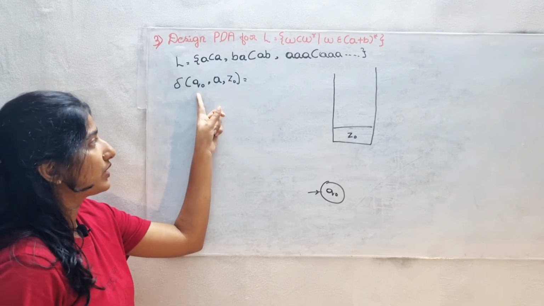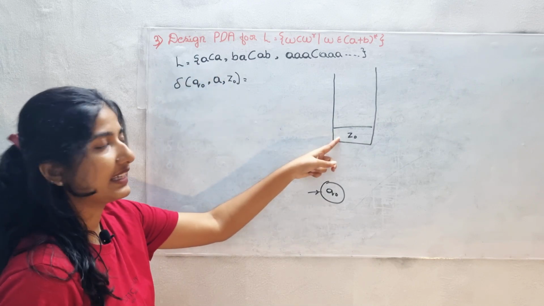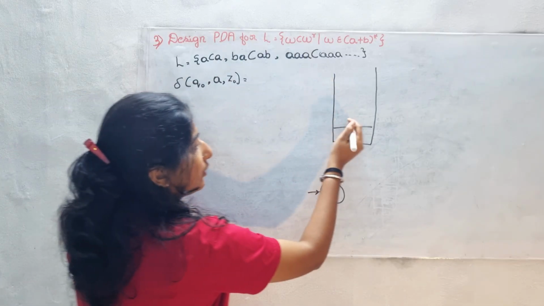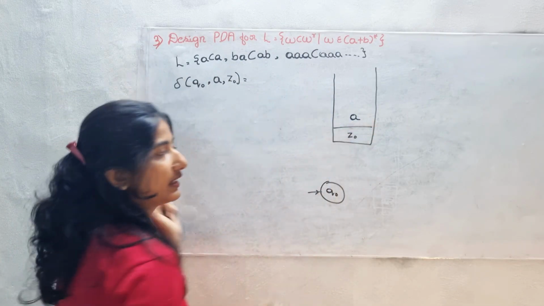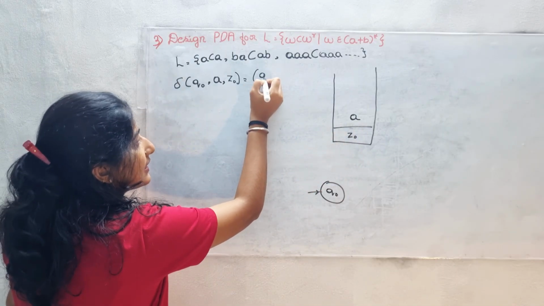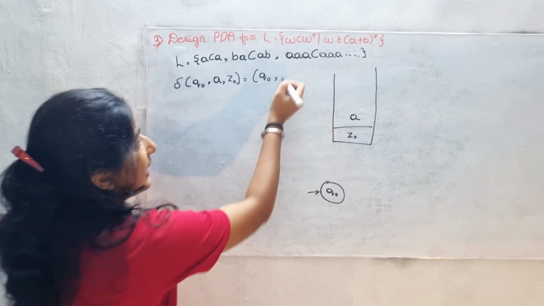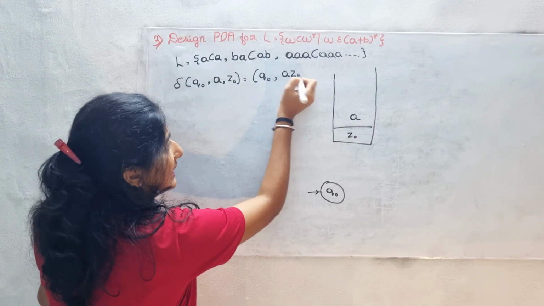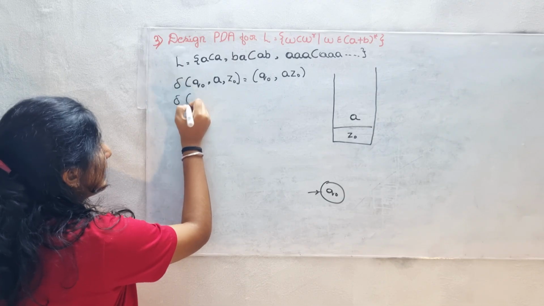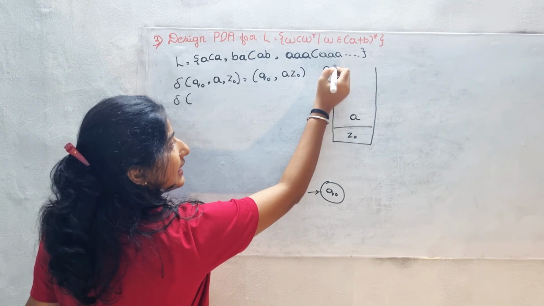I am in state Q0 and I got the input symbol A, and the top of the stack is Z0. So what I have to do is push this A into the stack. It will remain in state Q0 only, and the top of the stack will be A, Z0. That is one case, where I took the string ACA.